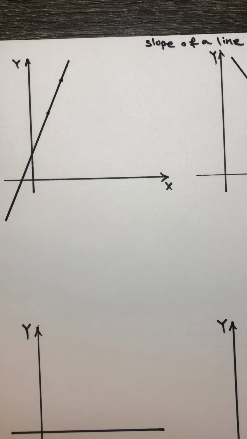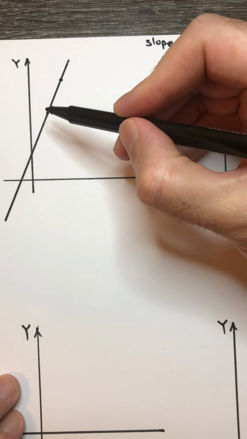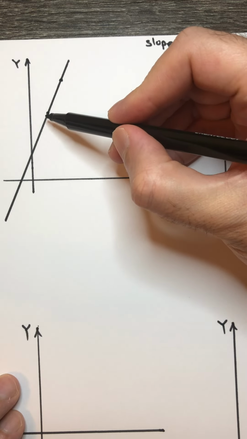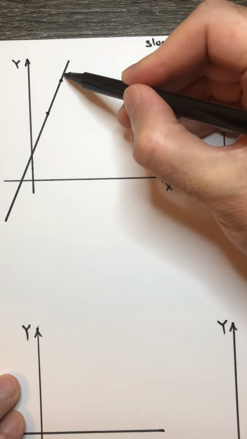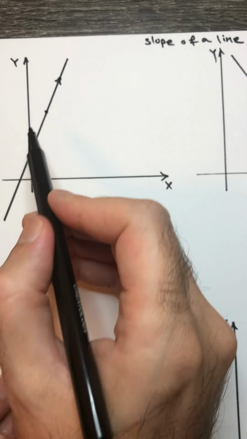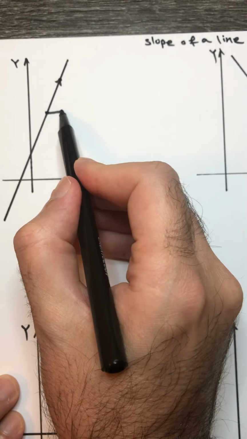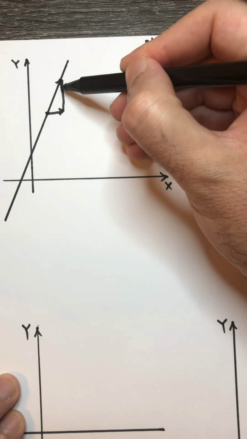Slope of a line. What is the slope of a line? In this video, we want to understand the concept of the slope of a line using several examples. So consider this line. If we move on a line, we can decompose that movement. Let's assume we move from this point to this point. We can decompose this movement into a horizontal movement and a vertical movement.